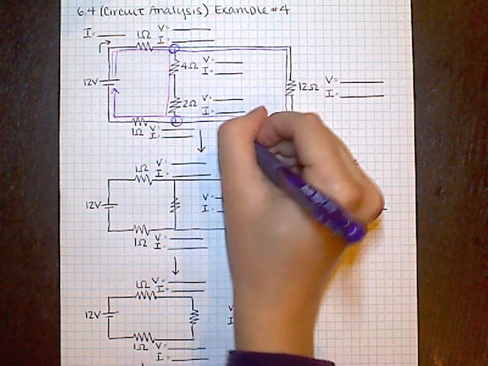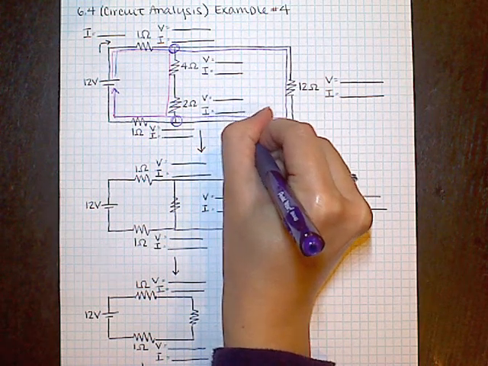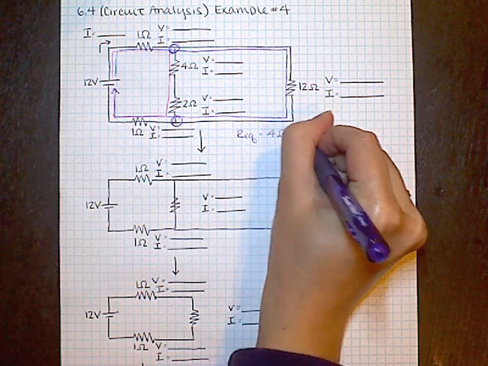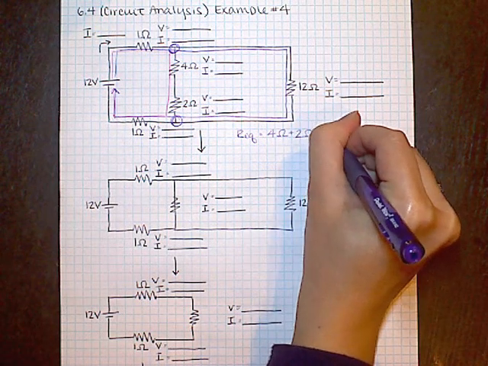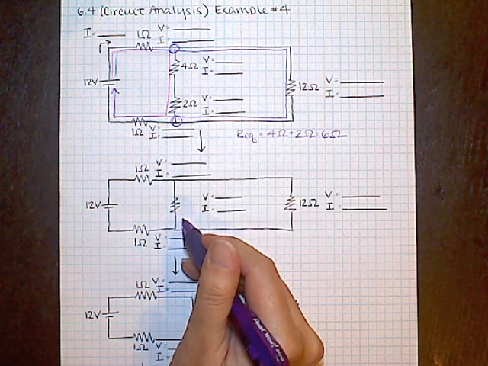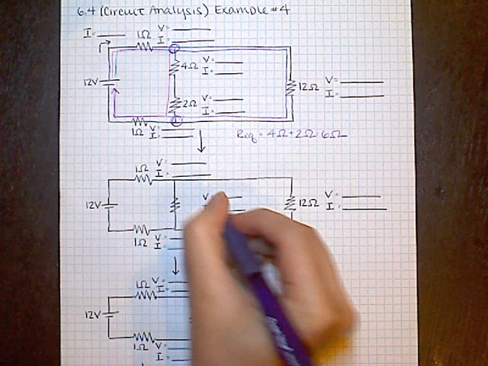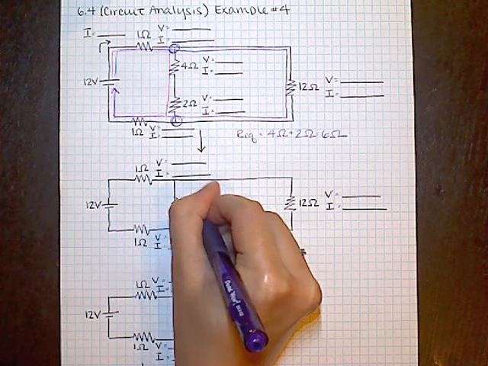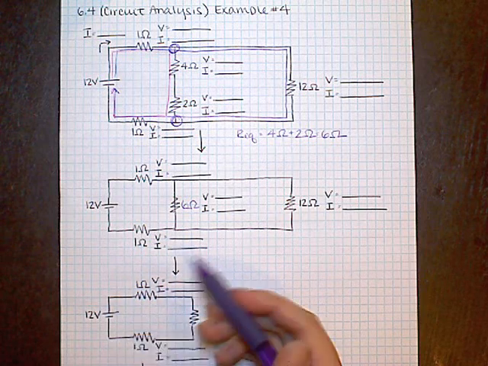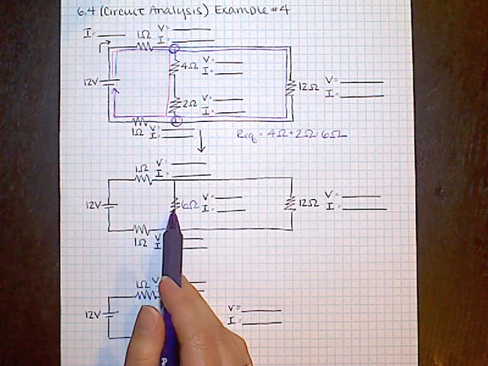Since these are connected in series, I can calculate the equivalent resistance by just adding them together. 4 ohms plus 2 ohms gives me 6 ohms. So then I'm going to redraw my circuit. I kind of cheated and did that already. And so I'm going to say this is a 6 ohm resistor that replaces the 4 and the 2 right here. So now I'm back to a very similar circuit.